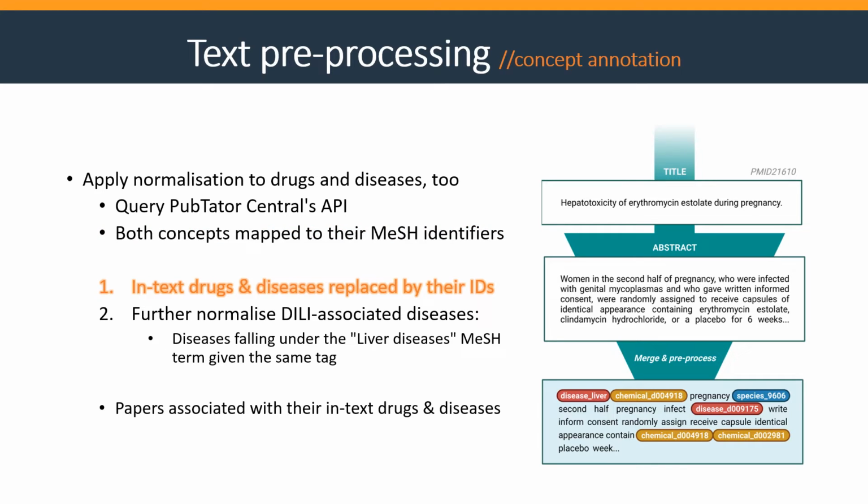So what this means is that now we can go in text and we can replace those drugs and diseases by their IDs. Since we want to further normalize DILI-associated diseases, any of them that fall under the liver diseases MeSH term are given the same tag. So if we take a look here, we can see what the final preprocessed text looks like. A lot of words have been removed, all retained words have been lemmatized, and also drugs, diseases, as well as species have all been annotated. So this is the final preprocessed text that is then passed along to the classifier.